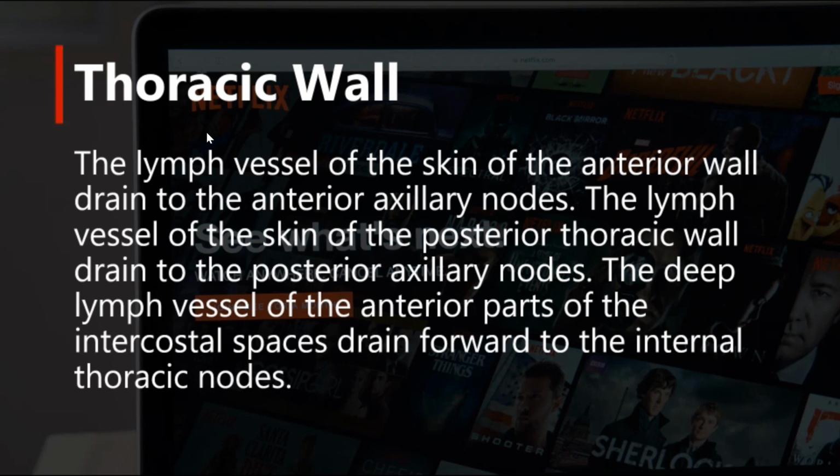So, the deep lymph vessels of the posterior parts of the intercostal spaces drain backward to the posterior intercostal nodes lying near the heads of the ribs. So from here, the lymph enters the thoracic duct.